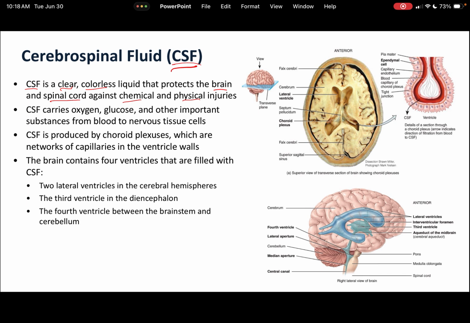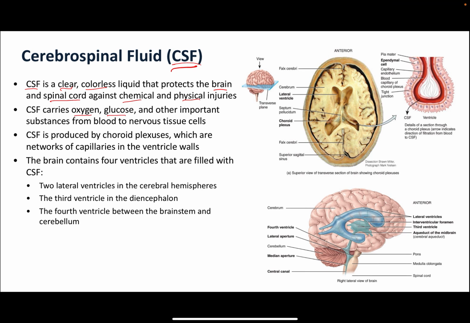Now, the CSF is a big player as far as transportation. It's going to carry things like oxygen, glucose, and other very important substances from the blood to the nervous tissue. So this is going to be a main source of circulatory fluid, primarily coming from our CSF. And this stuff is going to be produced in the choroid plexus.